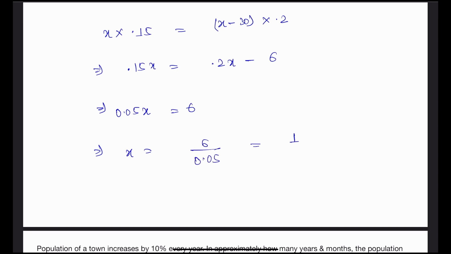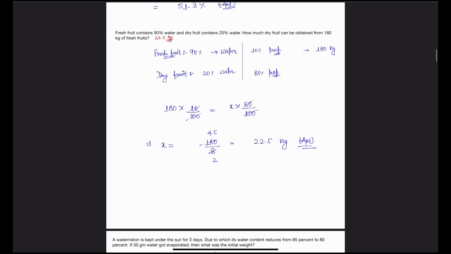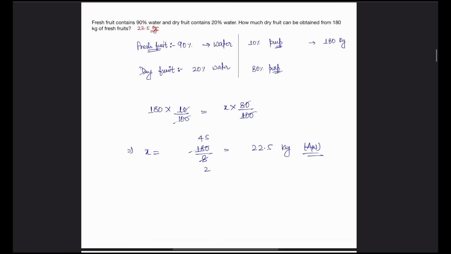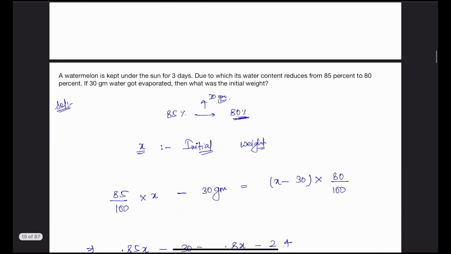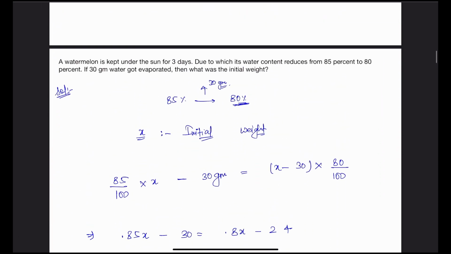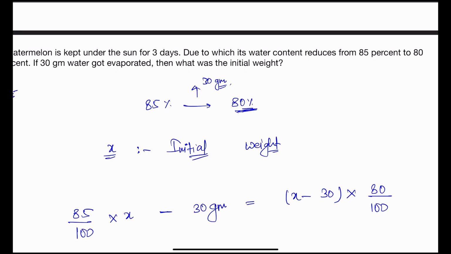So overall the equation comes out the same, 0.05x equal to 6, x equal to 6 upon 0.05. So 120 gram. No matter which approach you take, either pulp or water, you can come to the same conclusion. In this one the pulp is the only way. So 120 gram is the final answer of this question.